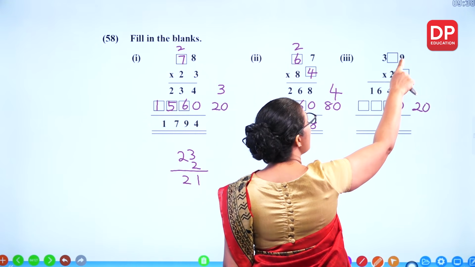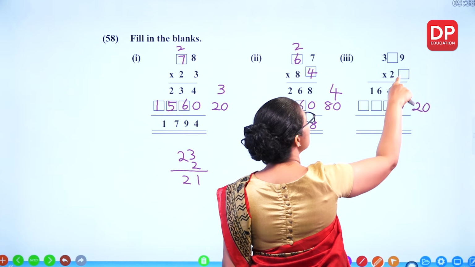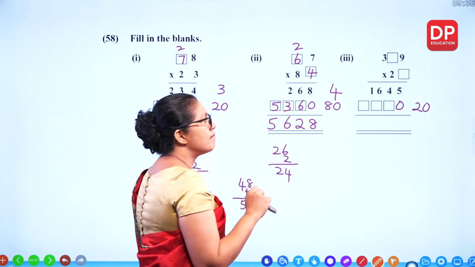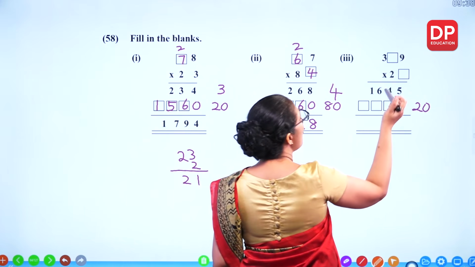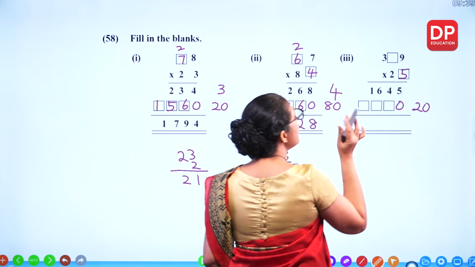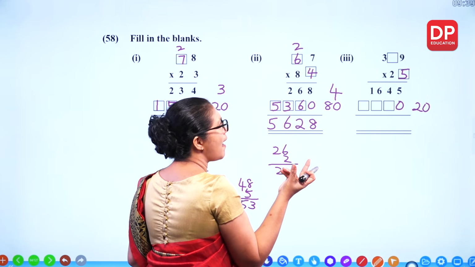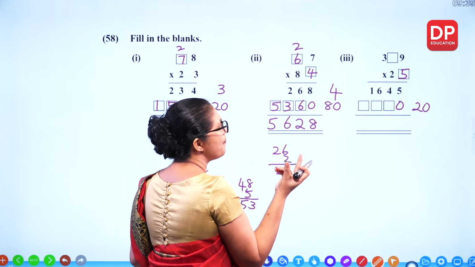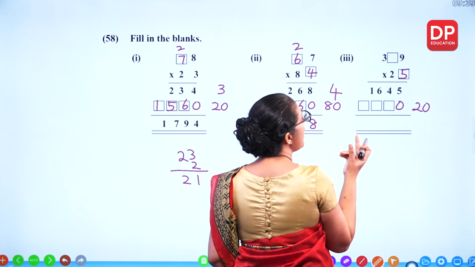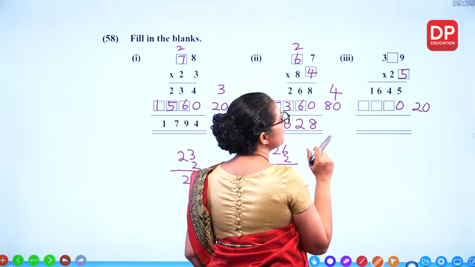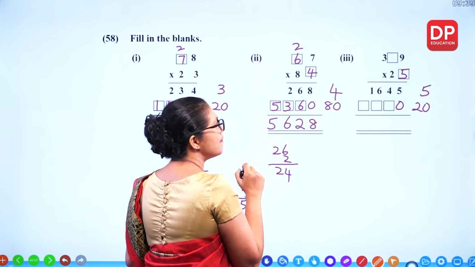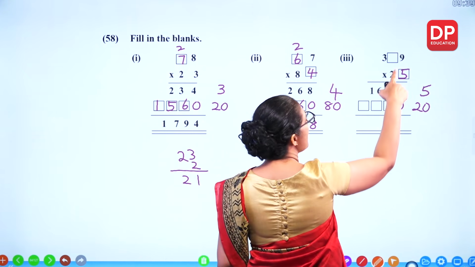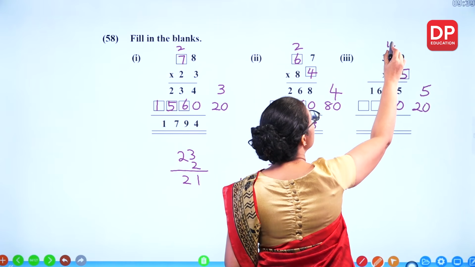How do you get 9? 9 times something is 5. 9 times 5 is only 45. All the other numbers, you are not getting 5. So that should be 5 there. 9 times 5, 45. That means here this is multiplied by 5. 5 times 9, 45. 4 remaining.